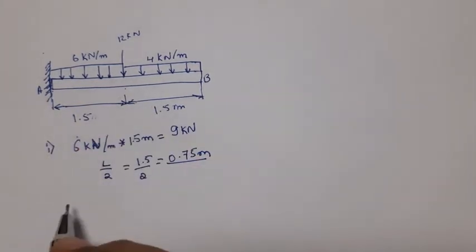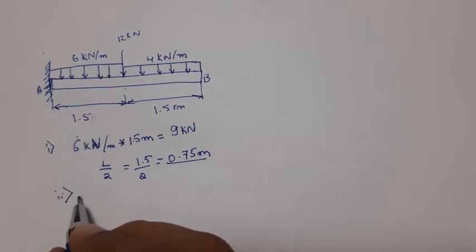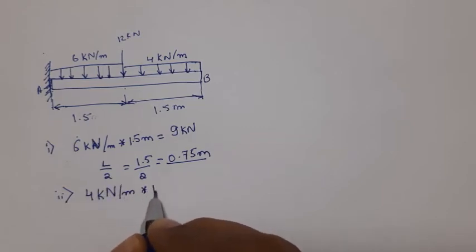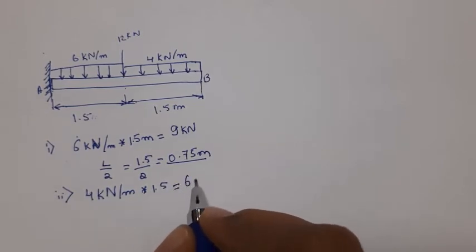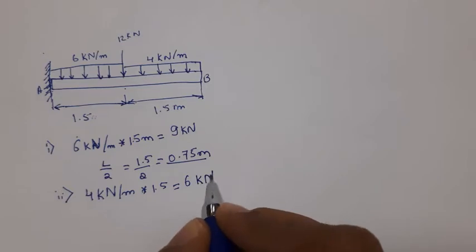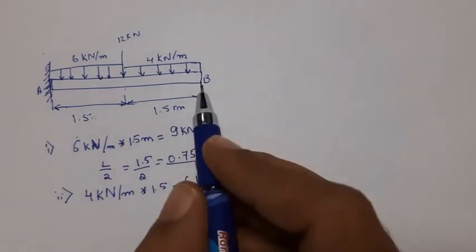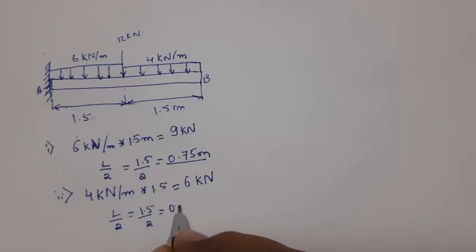Then the second one is how much? 4 kilonewton per meter into another 1.5, so that will be equal to 6 kilonewton. The distance at which it will be acting from the B end will be L by 2, that is 1.5 divided by 2, same thing, 0.75 meter.